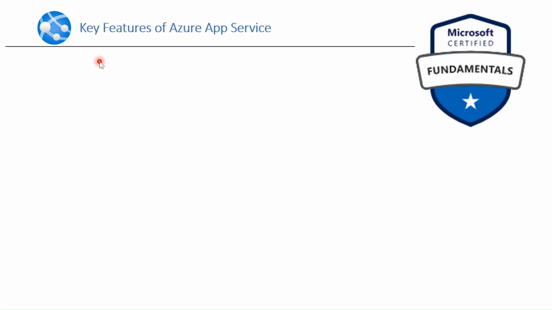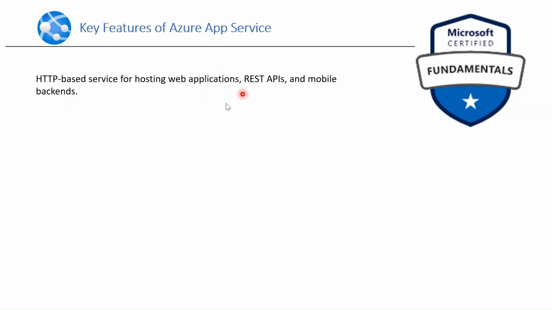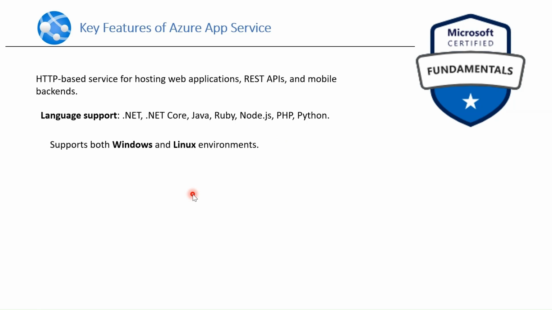So what are the key features of Azure App Service? It's an HTTP based service for hosting web applications, REST APIs, and mobile backends. If you want to, let's say, host a web application, www.xyz.com, or a REST API or a mobile backend, you want to use Azure App Service. Language support: it supports .NET Core, Java, Ruby, Node.js, Python, and PHP. It supports both Windows and Linux environments, and it has integrated deployment and management from GitHub, Azure DevOps, or any Git repository.